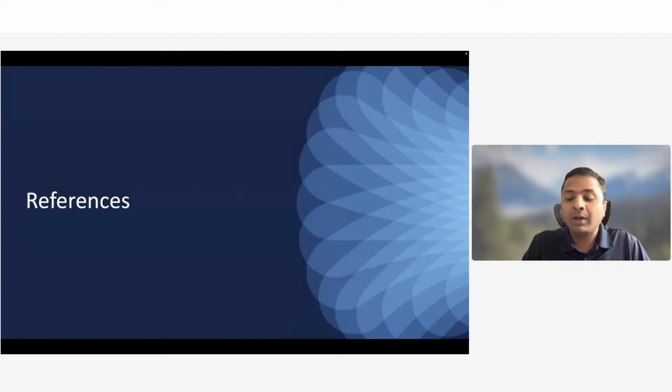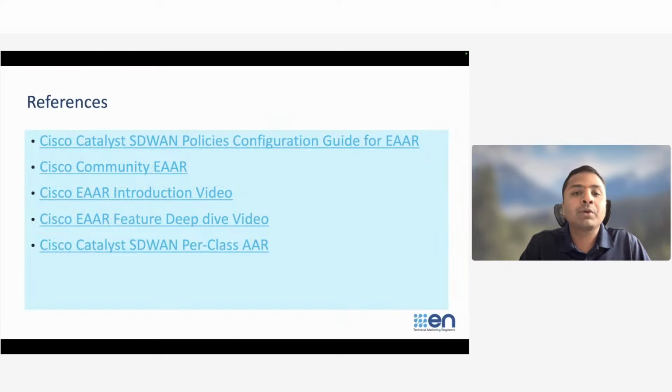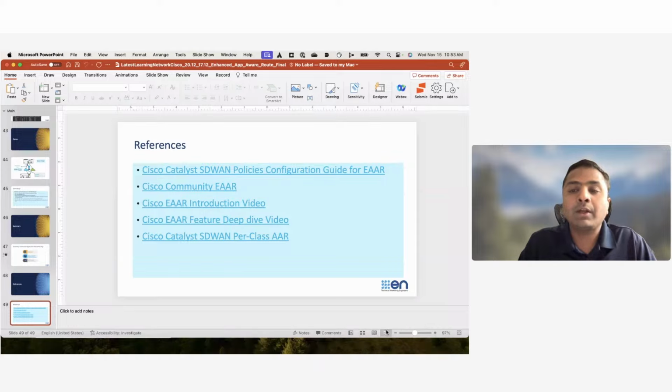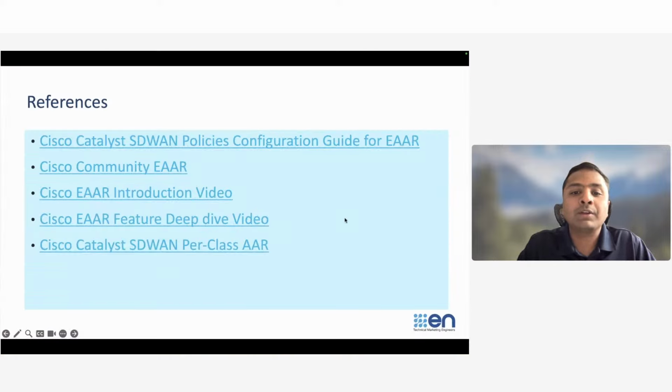Here are the references which you can use to look at more information. You can learn how to enable this, and there are all the links and the videos that I talked about, and the prior features that are needed to understand, like the APRO class or the per class application aware routing. All these links are going to come in handy for you. With that, that concludes my session. I hope this was helpful.